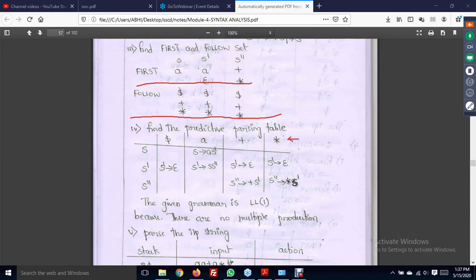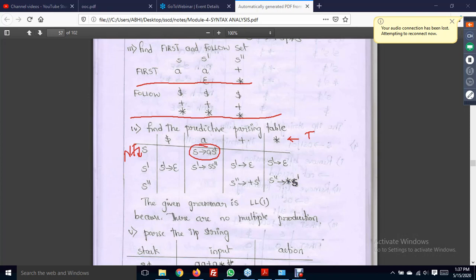So in the x-axis, I have terminals and in the y-axis I have non-terminals. So first of S is A. So in the production A, I insert the particular production S tending to A S dash. So first of S dash is A and epsilon. So in S dash A, I insert S dash tending to S double dash. Second thing is, I also have an epsilon. If I have epsilon, you also need to consider dollar, plus and star.